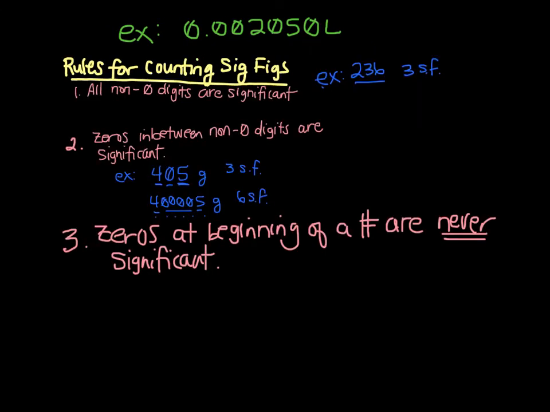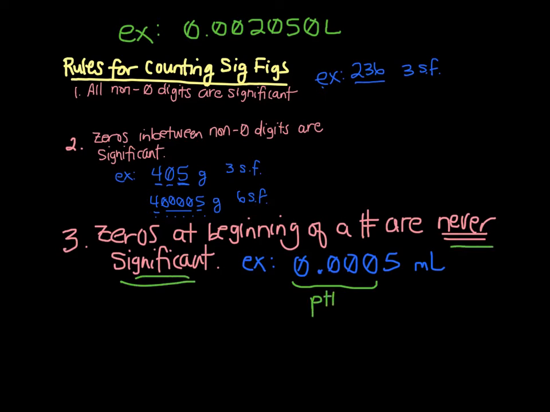So what other kind of zeros could you have in a number? Well, sometimes you have zeros at the beginning of a number. So for example, you might have a measurement like this, 0.00005. Maybe that's milliliters or something like that. These are considered zeros at the beginning of a number. They are never significant, never, never, never. They're placeholders. So PH means placeholders, right? In this case, they're placeholders, they're not significant.